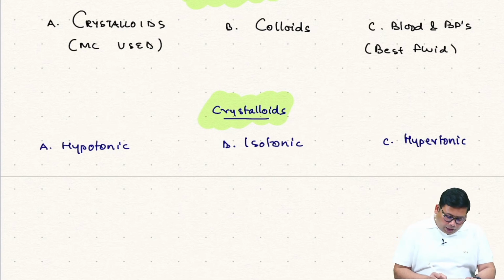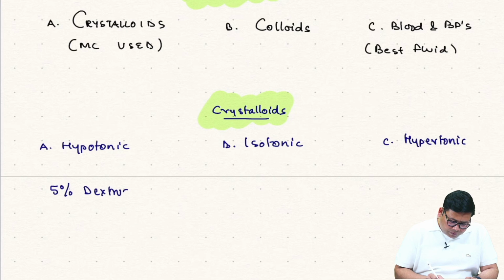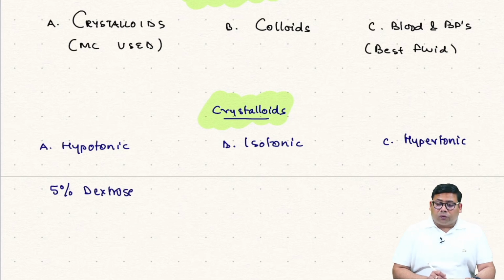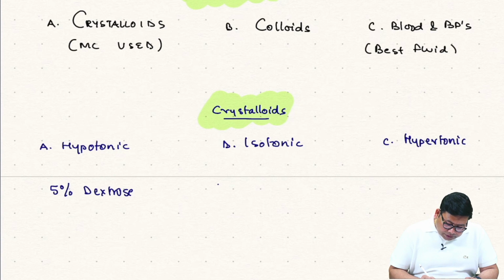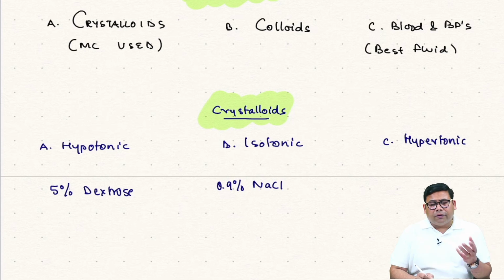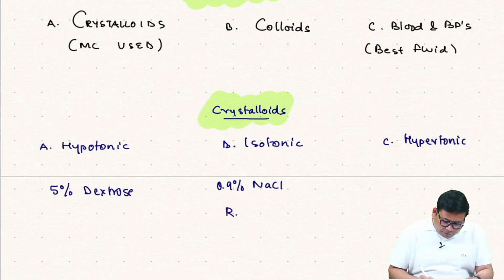Now when you talk about hypotonic fluid, we have only one fluid in this category, that is 5% dextrose. When you talk about isotonic fluids, we have 0.9% NaCl, I hope you know, and this is the most commonly used fluid. Then we have ringer lactate.